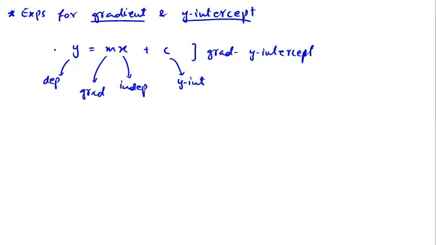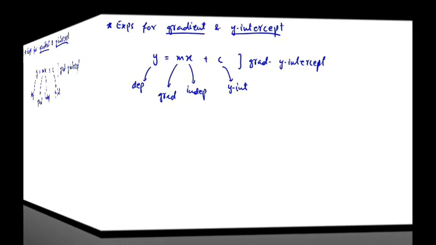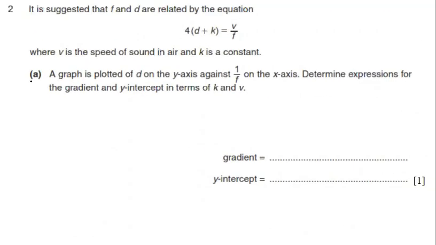We first of all make the dependent variable subject of the equation from the given equation, and then we look on the other side of the equation and identify the term that contains the independent variable. Now, the constant part in that term gives us the expression for gradient, and the other term which is constant and adds to the term that contains the independent variable gives us the expression for the y-intercept, right? Let's do an example now.